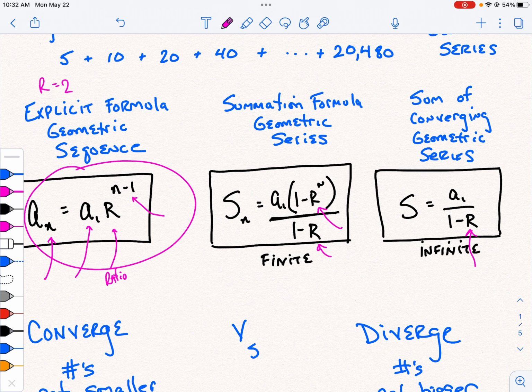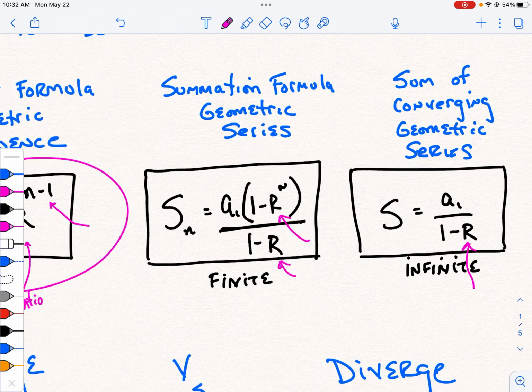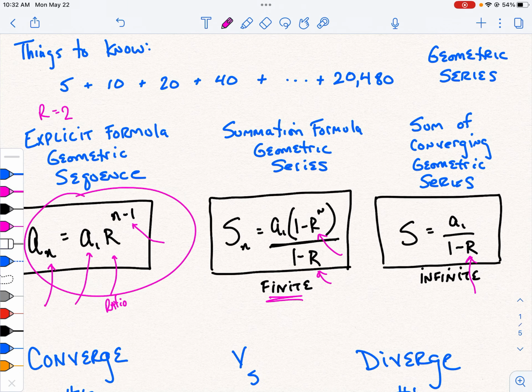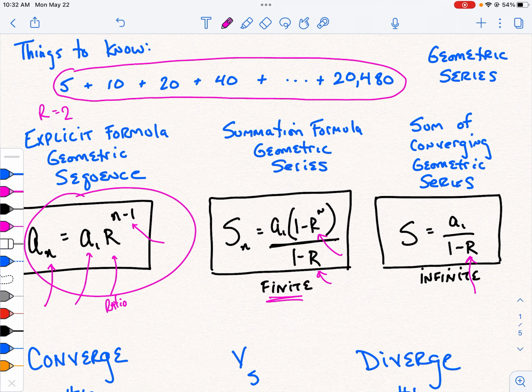If you're trying to add up a geometric series that is finite, and by finite, I'm going to use this example up here on the top. Finite means it only goes to a certain length, and then it stops, right? This series on the top maxes out at 20,480. That is finite because it doesn't continue on. If you're dealing with the summation of anything that's finite, you're going to use this formula.